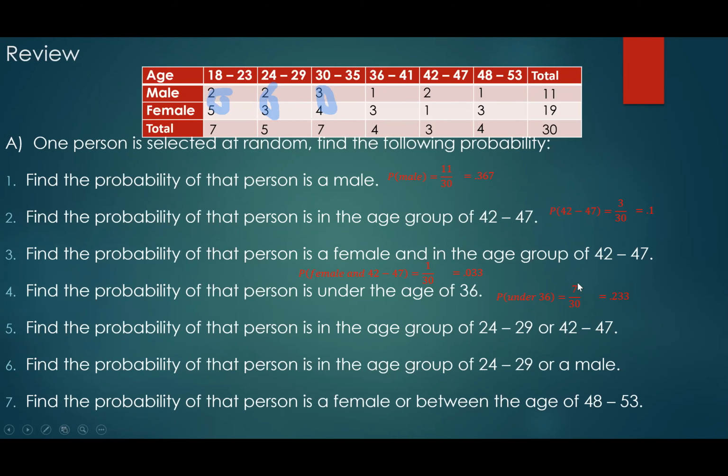Sorry, it's supposed to be 7 plus 7 plus 5, 19. It's supposed to be 19 over 30, not just 7. I did some editing and I think I deleted what I needed. It's supposed to be 7 over 30 plus 5 over 30 plus 7 over 30, so it's 19 over 30, okay, ladies and gentlemen. So the probability of under the age of 36 will be 19 over 30, and then you can divide that, which is 0.6 something. Not this one, this is incorrect.